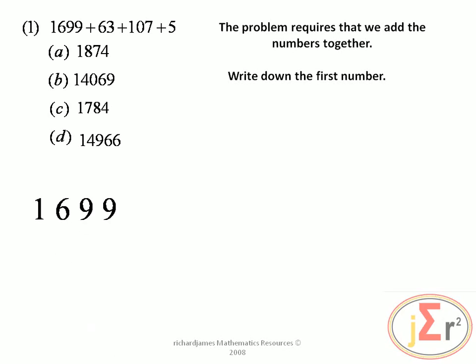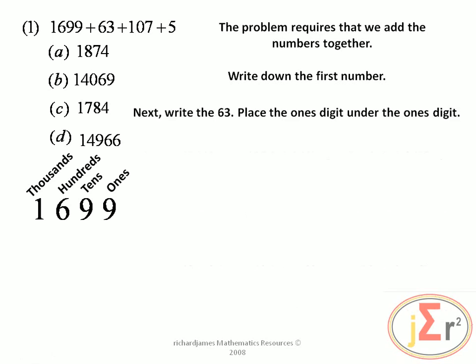The first number, 1699, and then of course, we have there indicated the place values of the digits that we have there. So we have ones, tens, hundreds, thousands. And when we are writing the other numbers down, we are going to ensure that the numbers are written down according to their place values also.